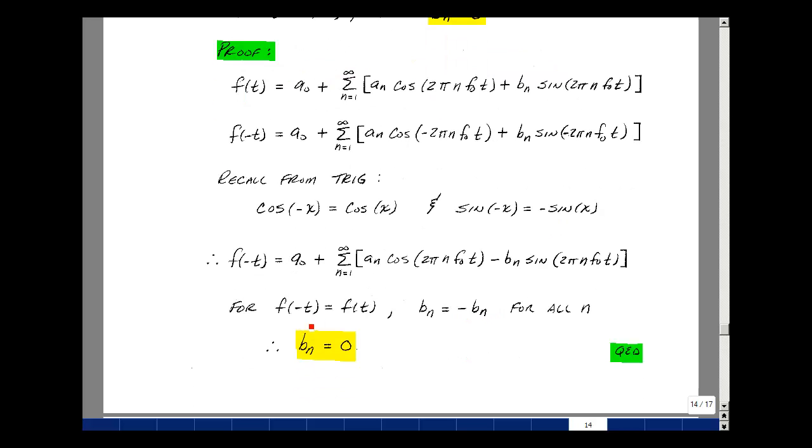If f of minus t is equal to f of t, then this expression has to equal this expression. And the only way that can occur is if this term is 0, because any value of b sub n other than 0 would make these two equations not equal to each other. So that implies that b sub n is equal to 0.